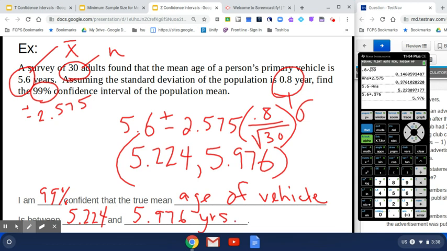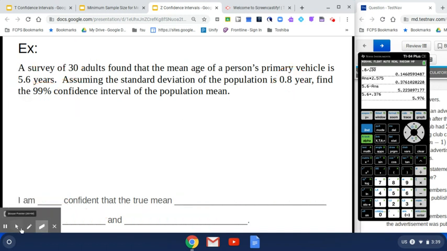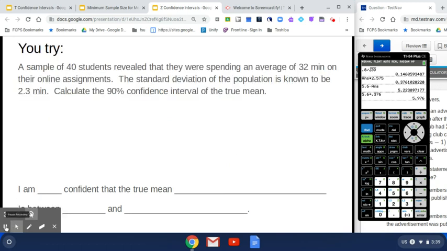All right, there's example 2, guys. All right, for example 3, what I would like you to do is pause this video and then resume it when you have an answer and we can check what you have.